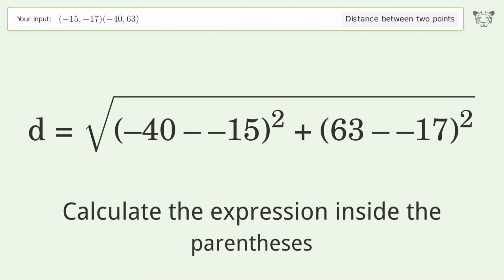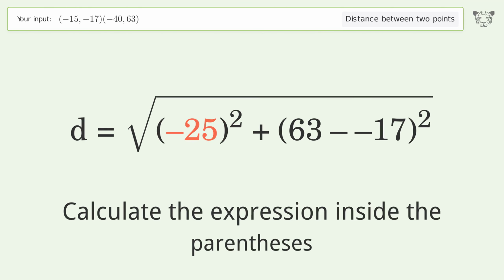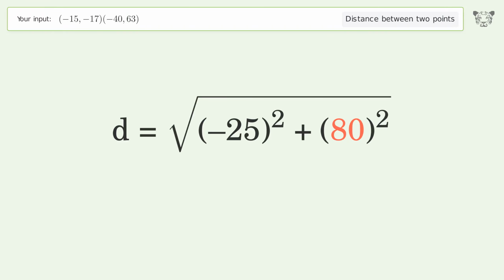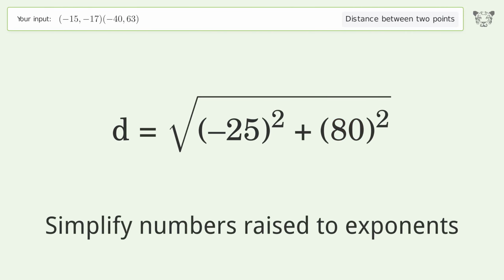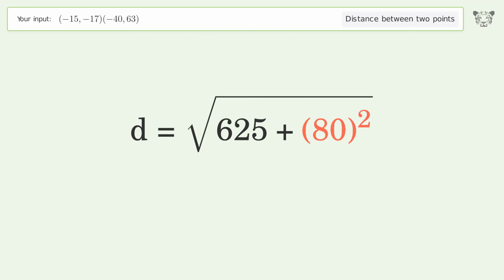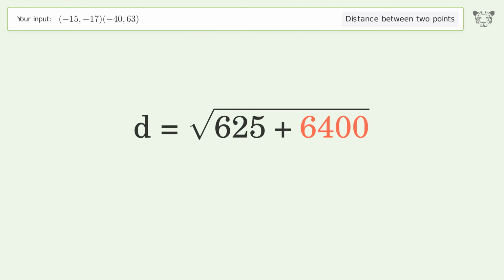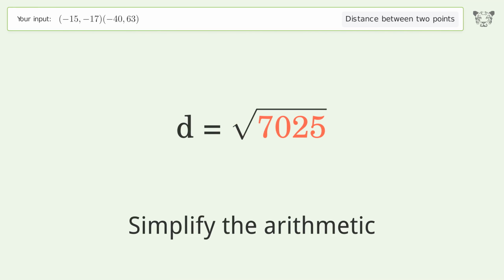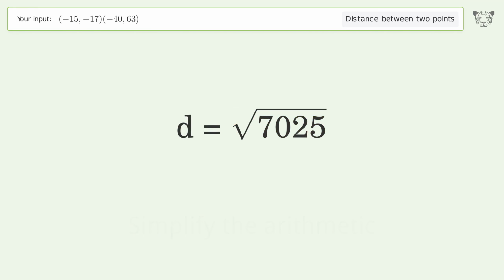Calculate the expression inside the parentheses. Simplify numbers raised to exponents. Simplify the arithmetic. And so the distance between the 2 points is the square root of 7,025 or 83.815.